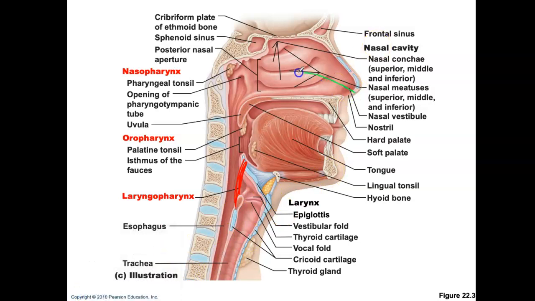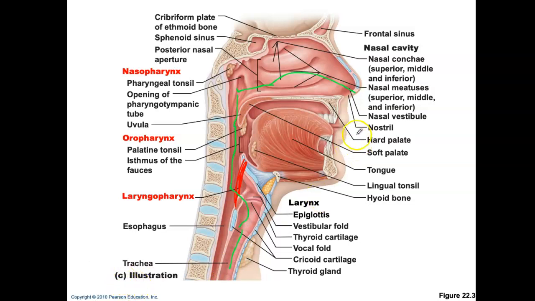So if I have air coming in through the nasal cavity, then the air goes through the nasopharynx, then it goes through the oropharynx, then it goes through the laryngopharynx, and then air has a decision. Do I want to go esophagus to stomach? No, right? I want to go larynx to trachea.